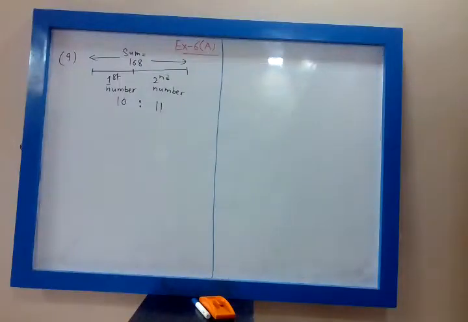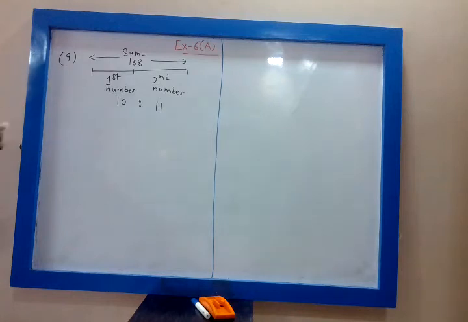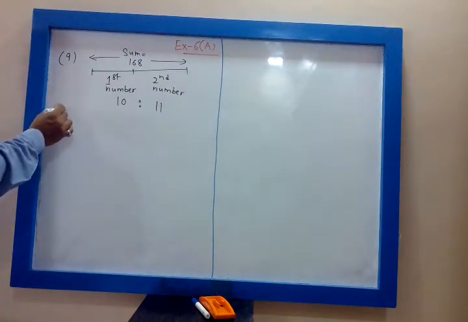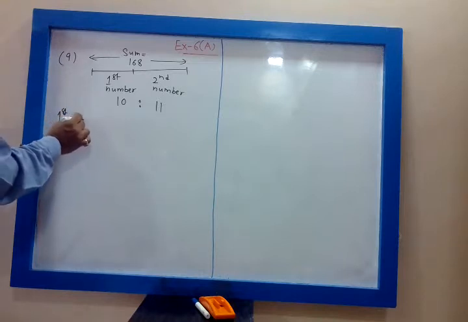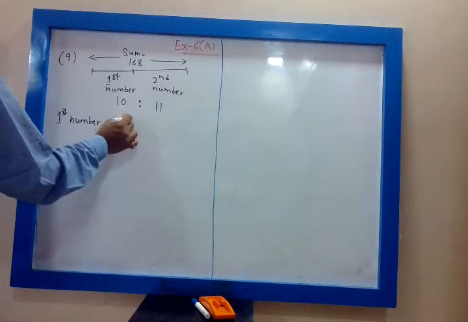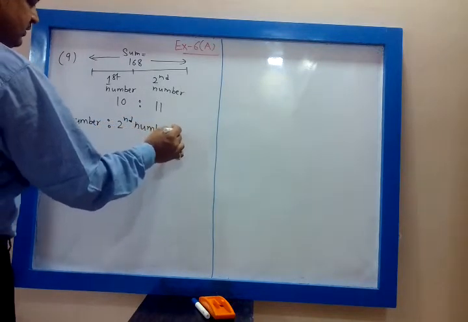We apply the sum of ratio method. So we write first number ratio second number. First number ratio second number is 10:11.